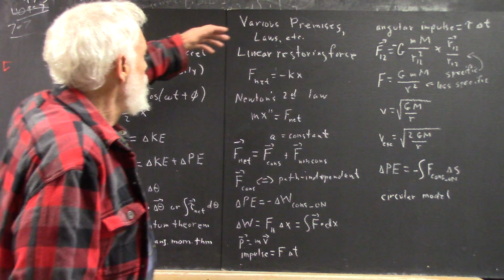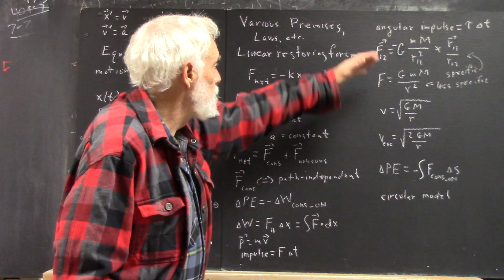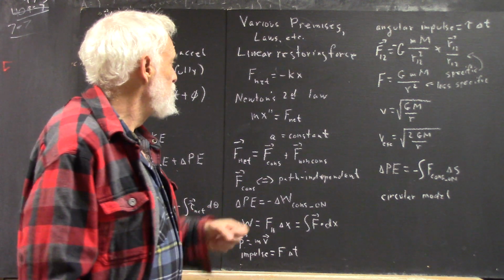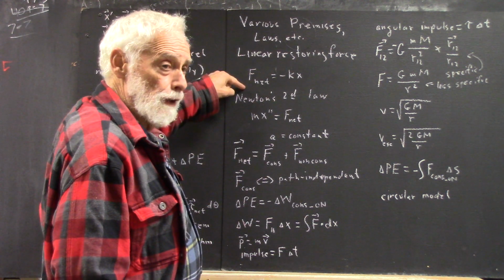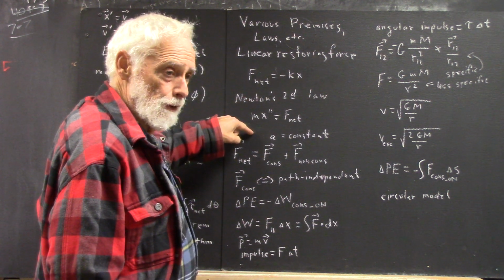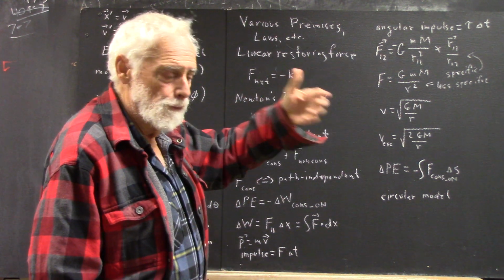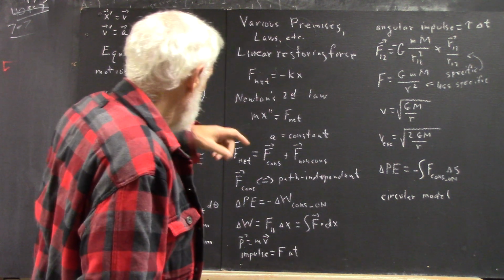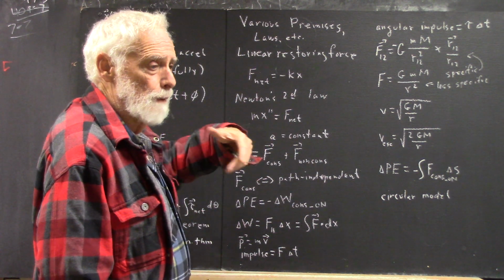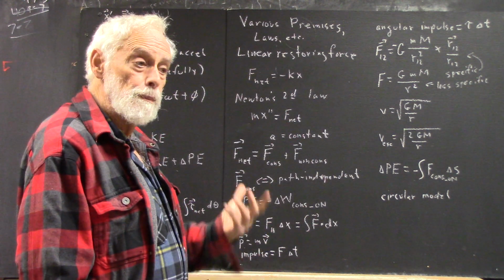So what I've got here are some various principles and laws and so forth. The idea of the linear restoring force has this relationship. Newton's second law says that mass times acceleration is equal to net force, and I write that as m x double prime equals F net, because x double prime is the second derivative of position.